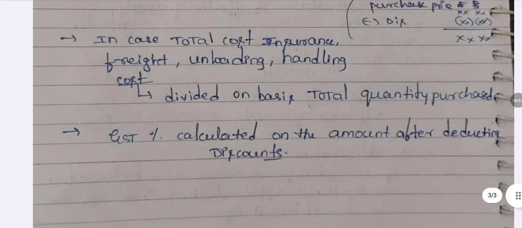Then in case they give a GST percentage, 18%, on which amount do we apply that GST percentage? The GST percentage is applied on the amount after deducting the discounts. This is the short brief revision about how to ascertain the cost of material purchase.